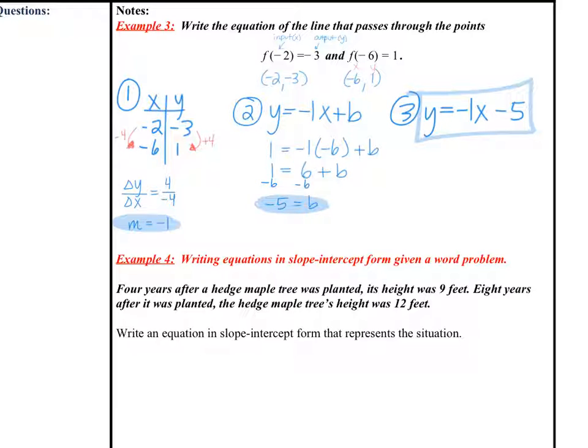4 years after a hedge maple tree was planted, its height was 9 feet. 8 years after it was planted, the hedge maple tree's height was 12 feet. Okay, listen one more time. I need 2 points. 4 years after it was planted, its height was 9 feet. 8 years after it was planted, its height was 12 feet. There are 2 points.